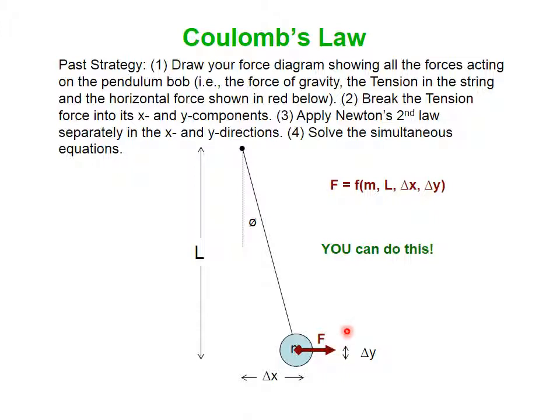The next step would be to break the tension force running along this cord into its x component and its y component. And then we will apply Newton's second law separately in the x direction and in the y direction. We'll get two separate equations from those two applications of Newton's second law, and we'll combine them and solve these equations simultaneously to get one relationship that will give us an expression for computing the force as a function of the mass, the length of the pendulum, the horizontal displacement, and the vertical rise.